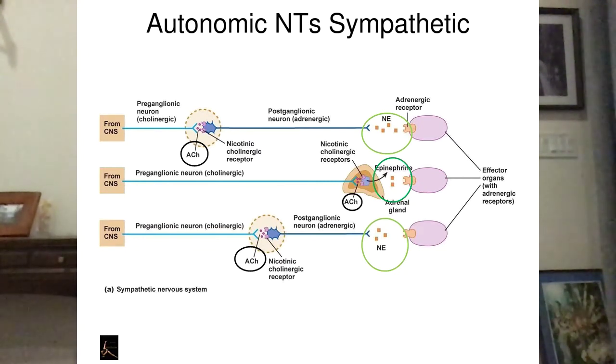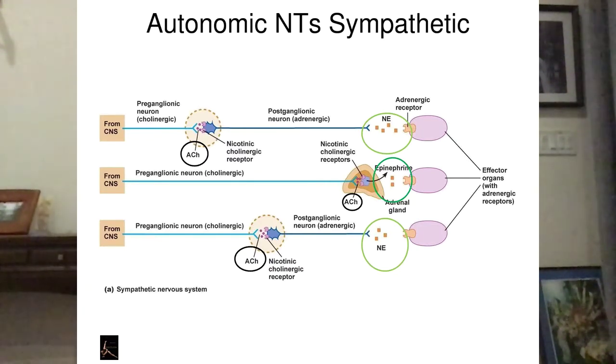Then the postganglionic neurons, you can see, are different in the different systems. So from the sympathetic nervous system at the top, that postganglionic neuron is releasing norepinephrine. That's an adrenergic neuron. Okay, and we'll look at that a little bit later. So that means that the effector organ has a receptor on it that is an adrenergic receptor. It responds to norepinephrine. Okay, the middle one there is stimulating the adrenal gland. So again, that's from the sympathetic division as well.